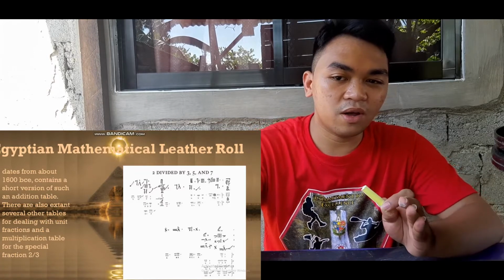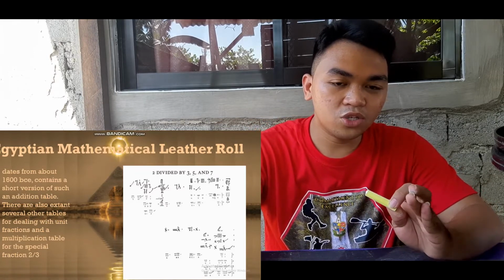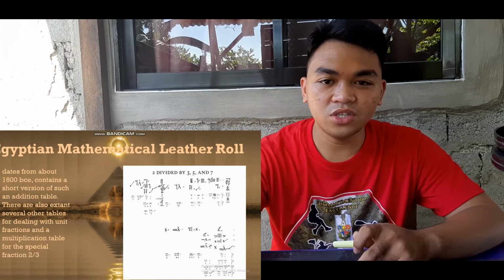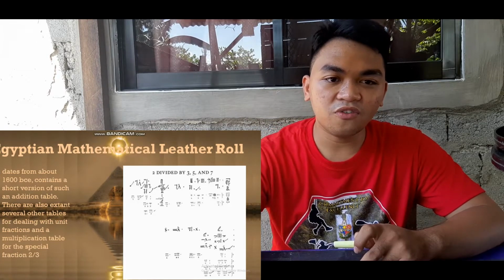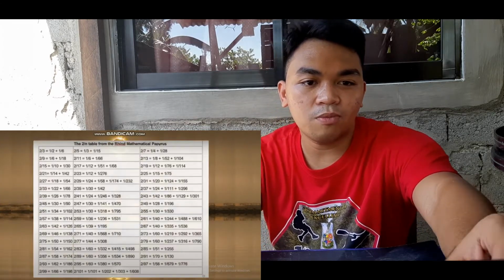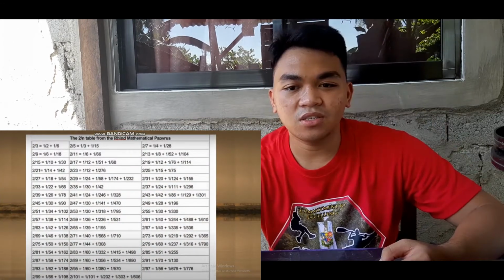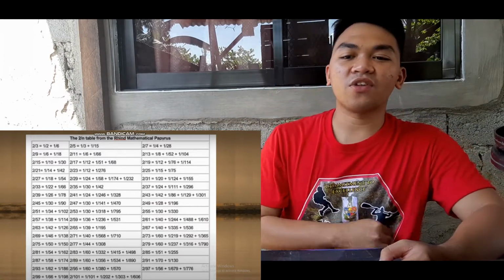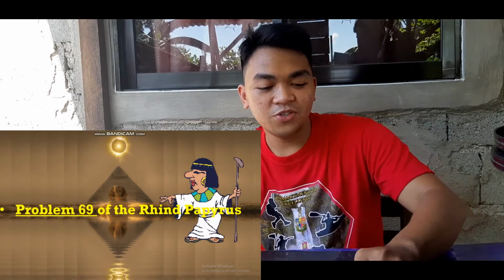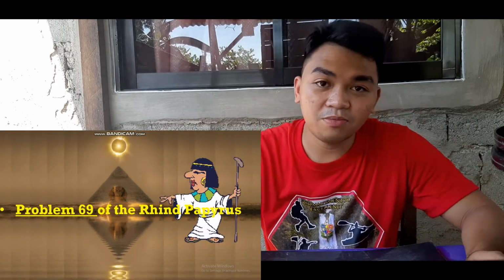So that was the example, 2 divided by 3, 5, and 7. So I show you the factors for all odd denominators. These are the examples: 2/3 is factored as 1/2 plus 1/6, and 2/9 is factored as 1/6 plus 1/18. So next is problem 69 of the Rhind Papyrus. The last topic of my report is problem 69 of the Rhind Papyrus.